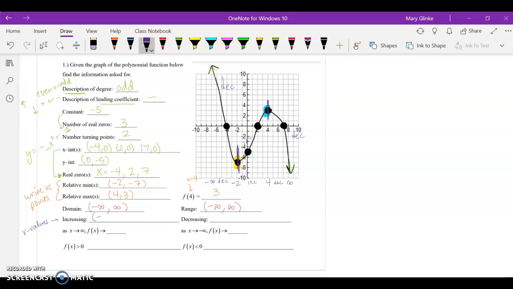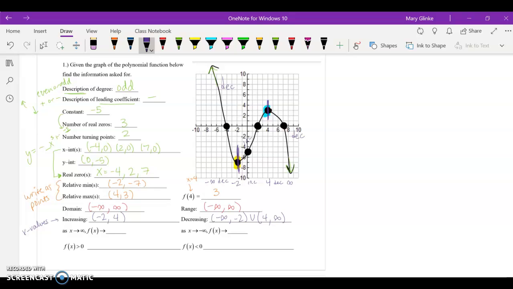We said we're decreasing, then increasing, then decreasing. So your increasing started when x is -2 and ended when x was 4. Your decreasing started on the left and stopped at -2 for x, but then picked up again when x was 4 and went to the right forever.